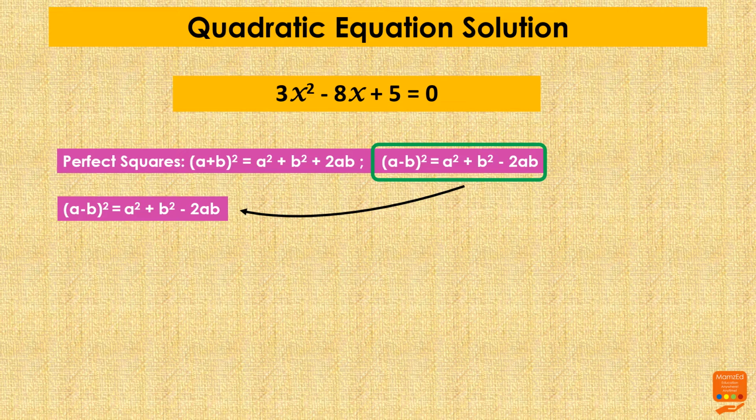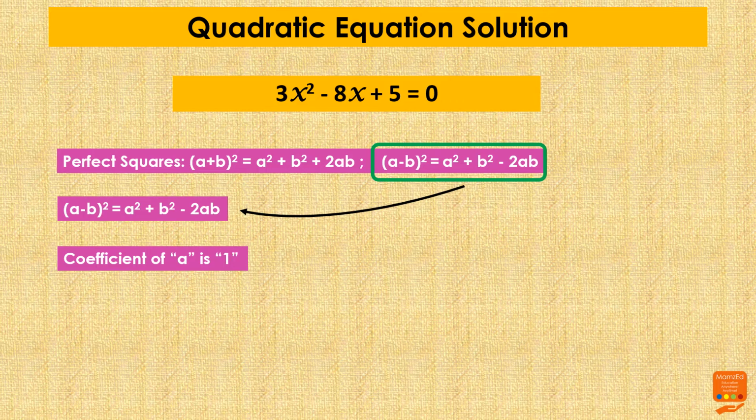In the equation a squared plus b squared minus 2ab, a is a variable, and in our equation x is the variable. So it makes sense to compare our first term with the first term of a squared plus b squared minus 2ab. The first term in this equation is a squared, and the first term in our given equation is 3x squared. Now we see that the coefficient of a squared is 1, and in our case the coefficient of x squared is 3.